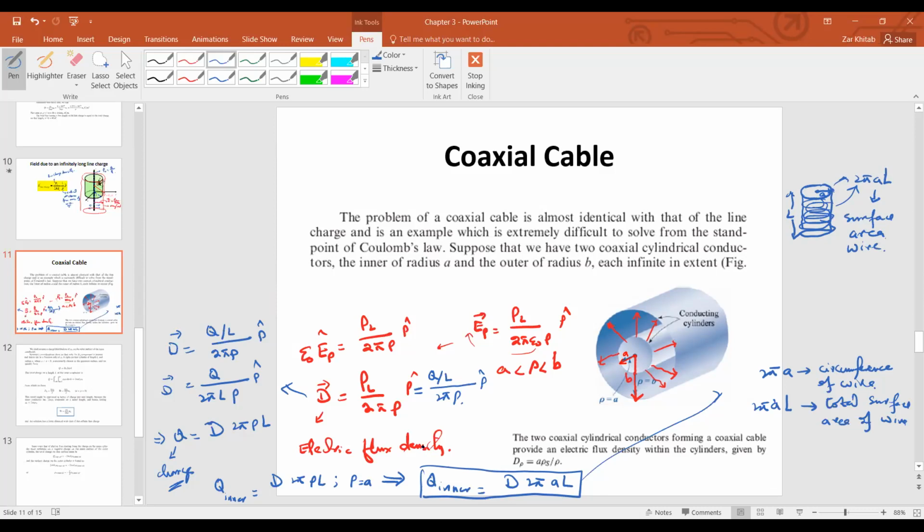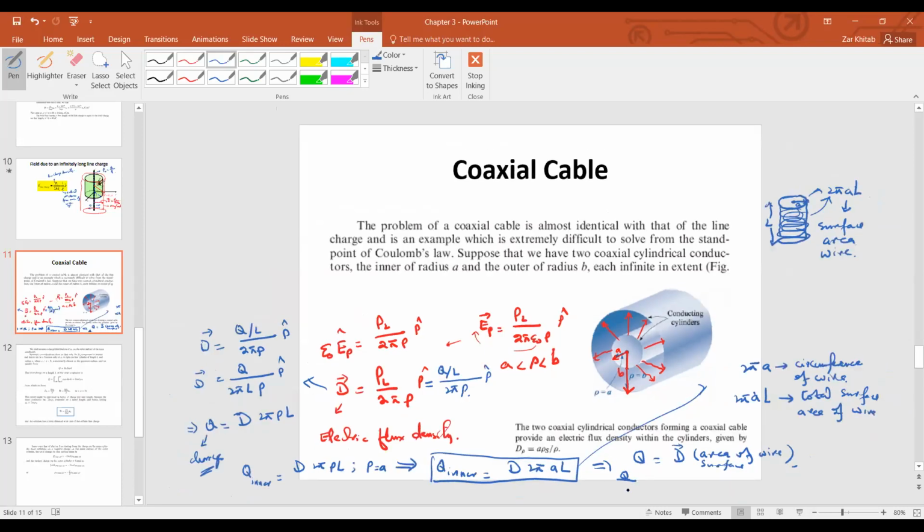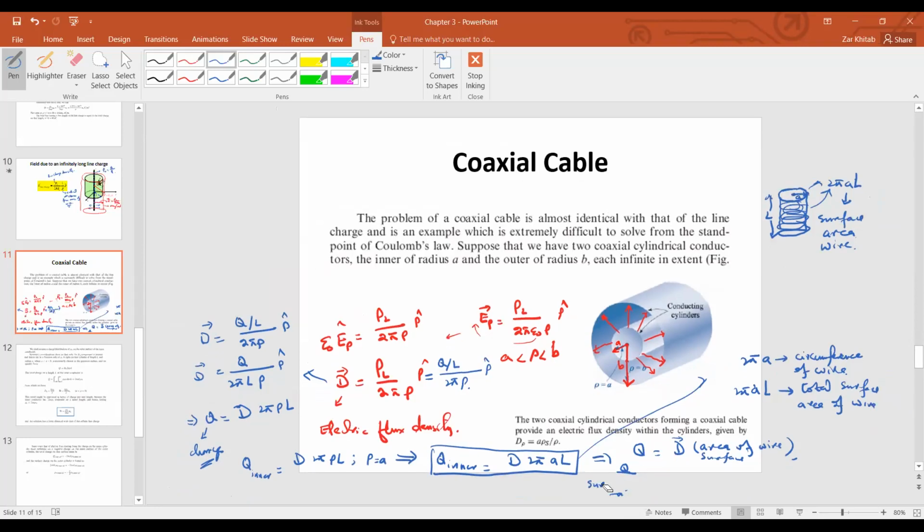So you can safely say that charge equals D into the surface area of the wire. And if you bring it, Q divided by surface area. Sir, will this be the curved surface area?